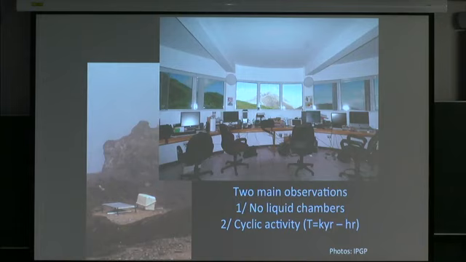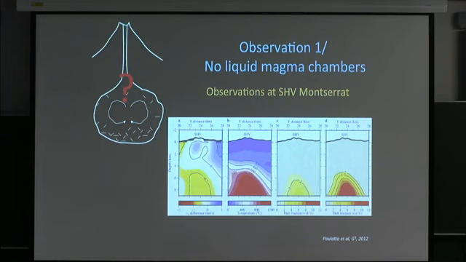So I'm going to comment on those two main observations, and most of my examples will be taken from the Soufrière Hills volcano, Montserrat, because this is one of the best studied volcanoes in terms of geophysical data and experiments. So, no liquid magma chambers below volcanoes, despite many seismic experiments and observations. We only find partial melt below volcanoes. This is an example at the Soufrière Hills, where an active seismic tomography experiment was conducted, and we find partial melt at 8 kilometer depth with a melt fraction of only 10 to 12%.